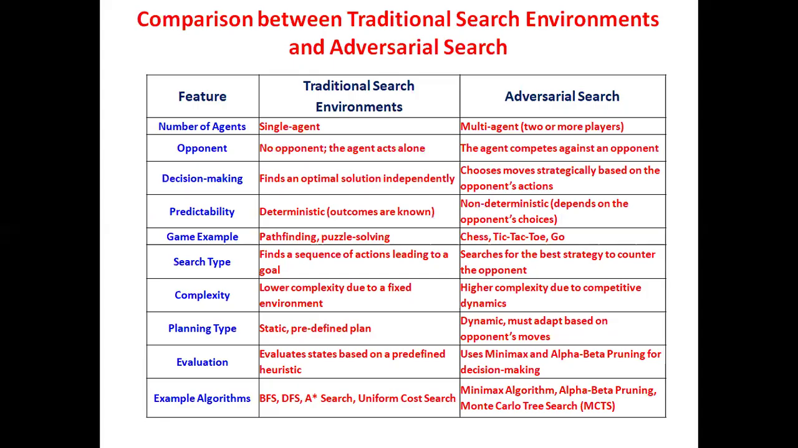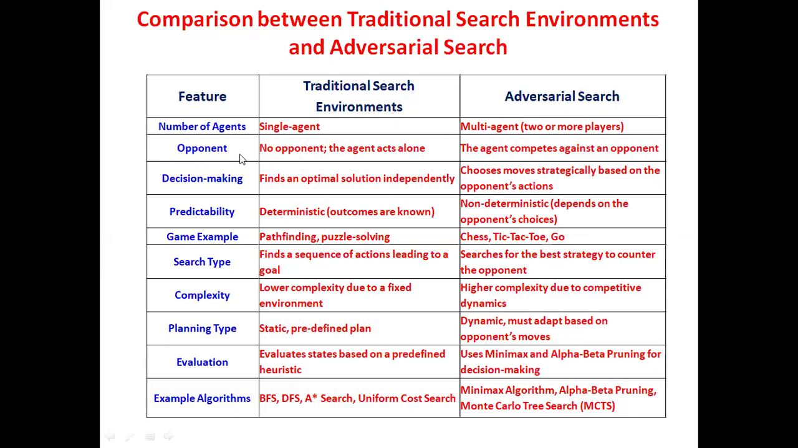Now we'll see the comparison between the traditional search environments and adversarial search. First, considering the number of agents, in a traditional search environment there is only a single agent making decisions without competition. The agent explores the environment independently to find the best path to the goal. In contrast, adversarial search involves multiple agents, usually two players, who take turns making moves, influencing each other's decisions.